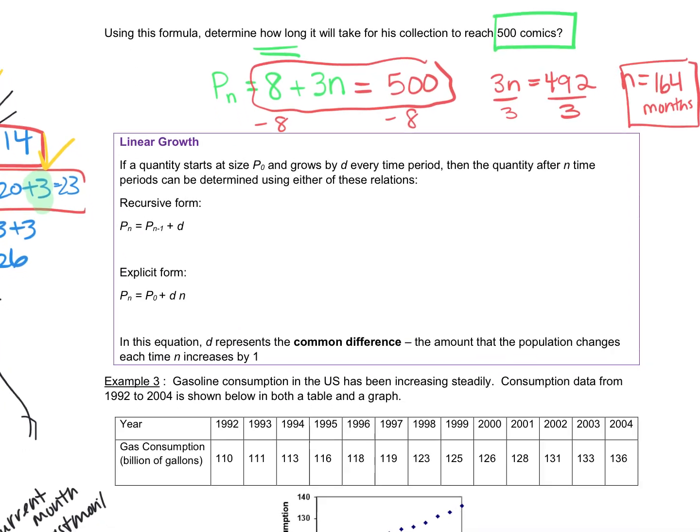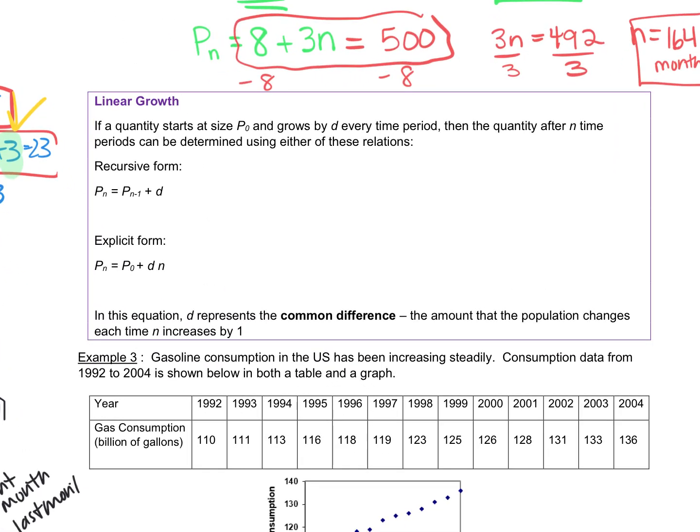So you can see down below, these are the more general forms. We're talking about something that's growing a D amount every time period. We were talking in this case months. It was growing by 3. P naught is the initial. And if we want to know the quantity after n time periods, this is the form that we are using.